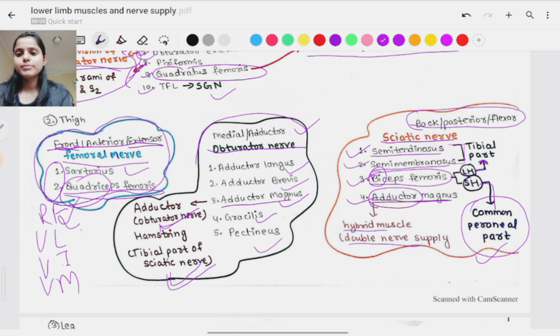We can also remember that as FOS. T means thigh. Thigh is supplied by, in the anterior compartment, femoral nerve, in the adductor compartment, obturator nerve, and in the posterior compartment, sciatic nerve.